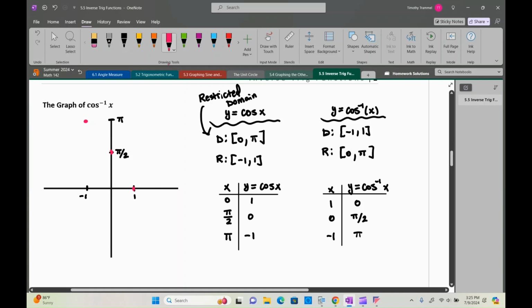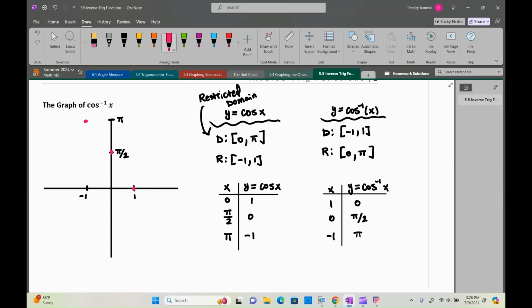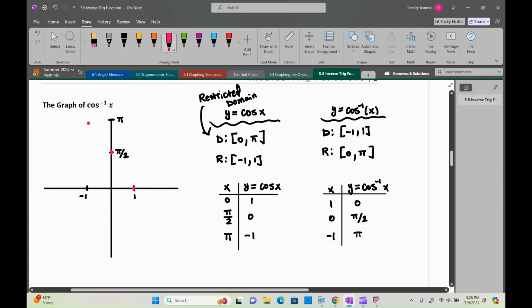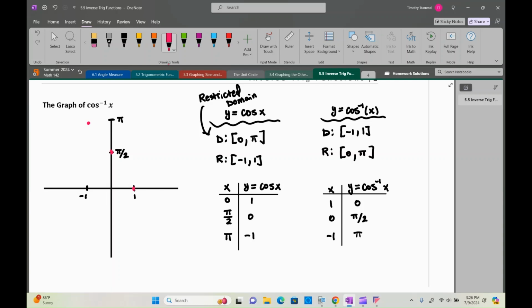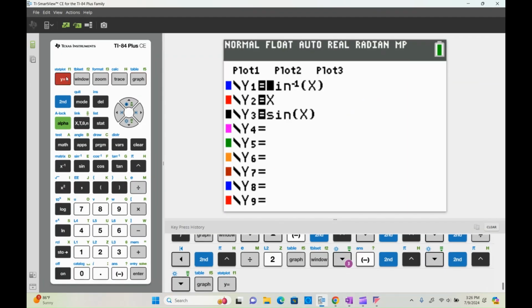So again, if you're trying to think about the shape here, one option is that you could graph the curve cosine of x and the line y equals x and just simply reflect it across that line for this region. Okay. To make things a little faster and a little cleaner, let's do it on the calculator.